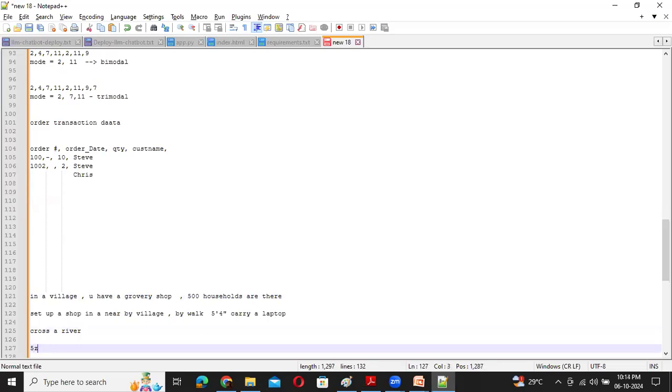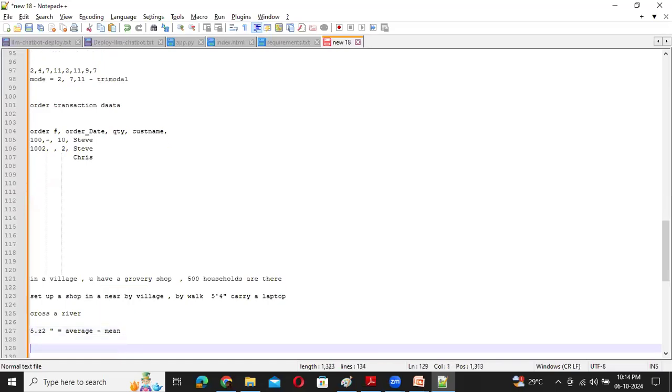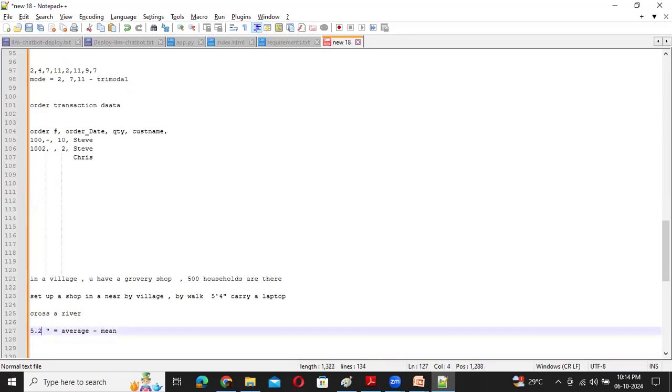5.2 feet. This is the average, or in statistics, we call it the mean. So with this data, this is the average depth of the river, which is nothing but the mean. The average depth, or the mean depth, of the river is 5.2.